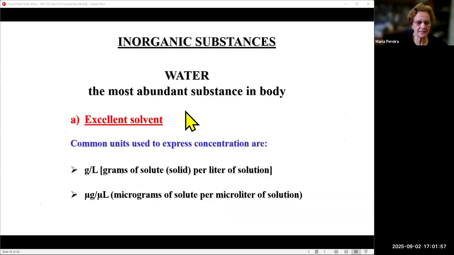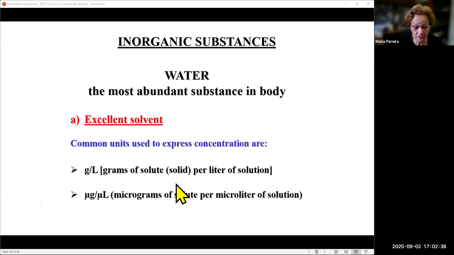Okay, now let's discuss water. So we discussed acids, bases, and salts. Those are types of inorganic substances. But the most abundant inorganic substance in our body is water. And water is essential in our body. First of all, it's an excellent solvent. So if you think about all kinds of molecules and even drugs that need to be dissolved in water to be absorbed. So how do you represent the concentration of a molecule in water?